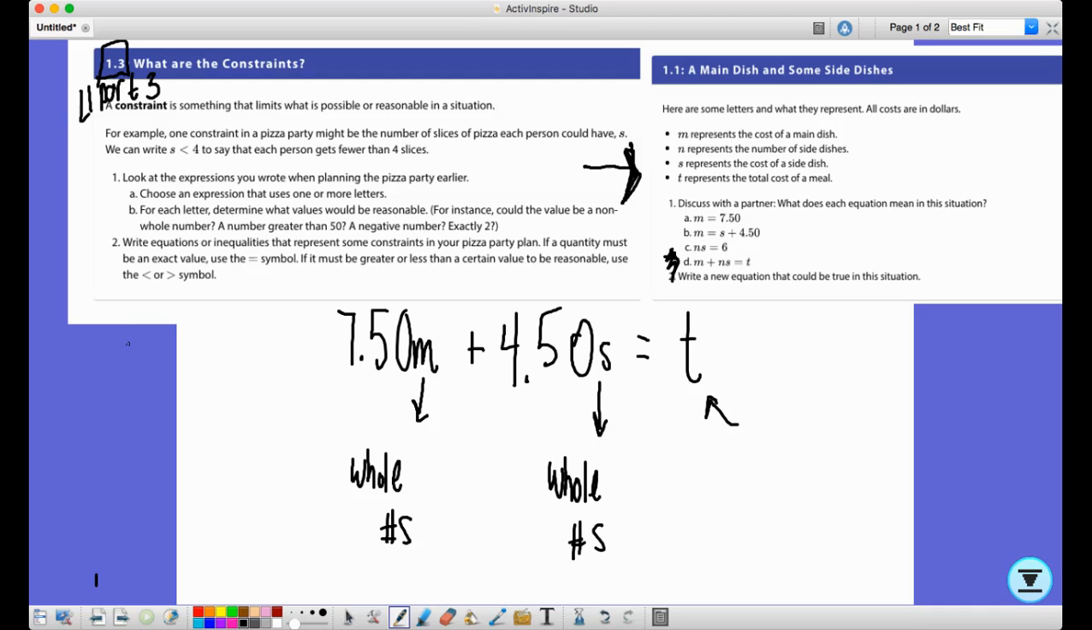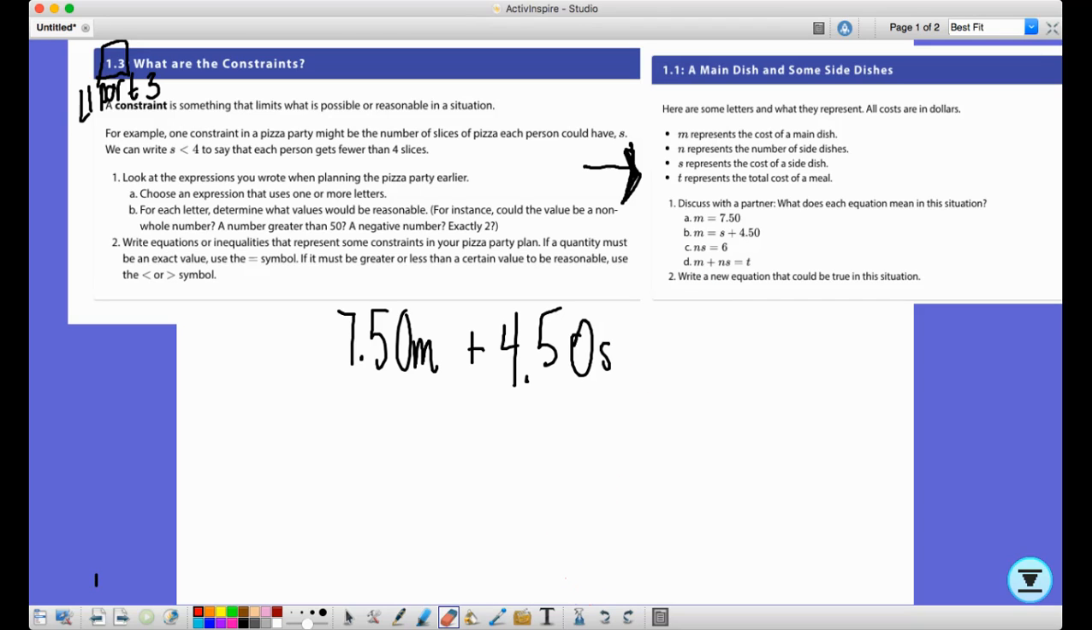Part 2, write an equation or inequality that represents some constraint in your pizza party plan. So again, if I was using this story, because I don't have the ones we did in class, I could say that if I was talking about my meal and I know I'm spending $7.50 for the amount of main dishes and $4.50 for the amount of side dishes, okay?